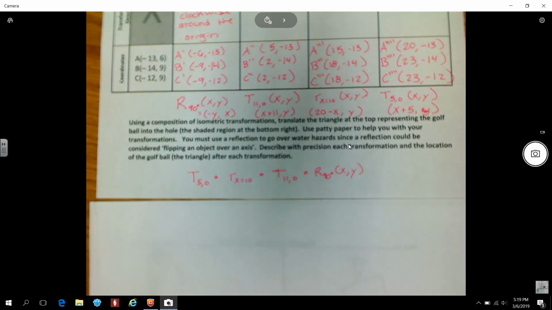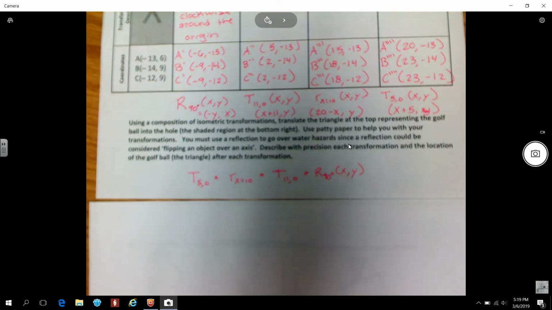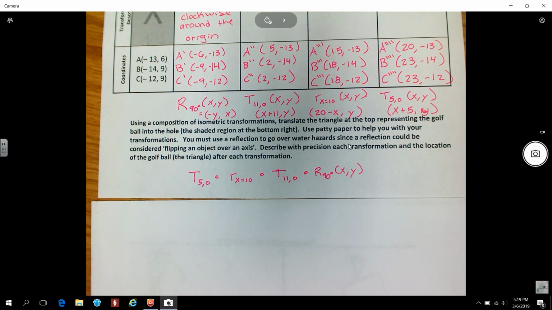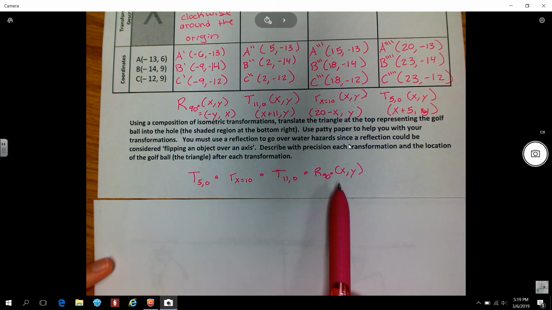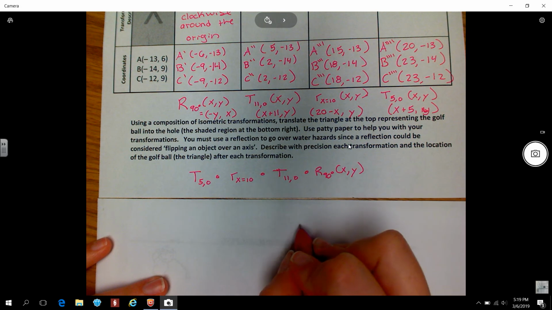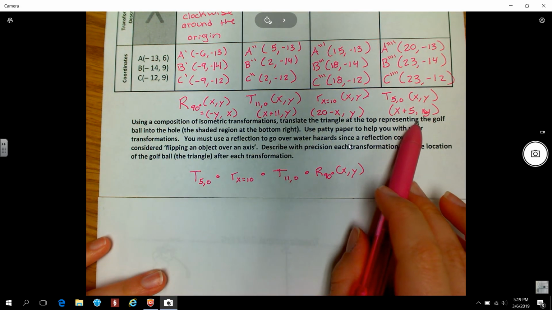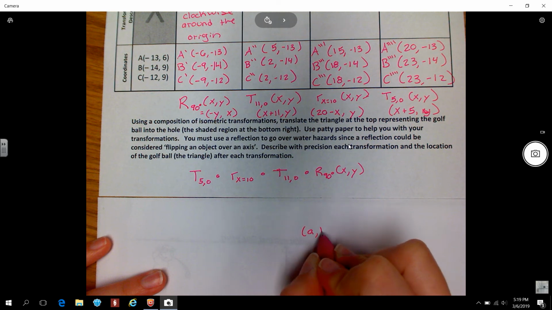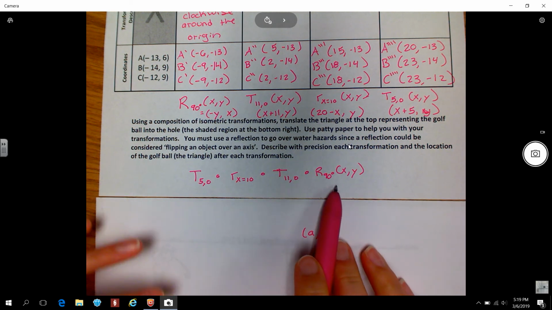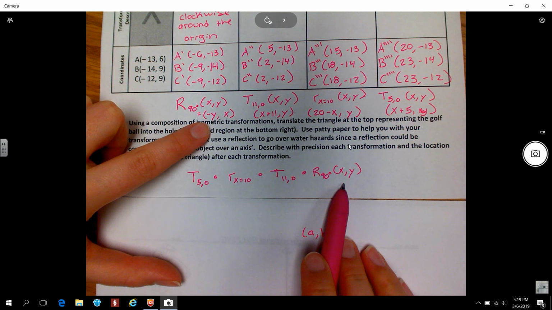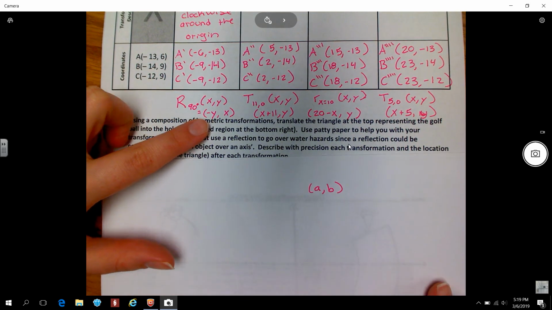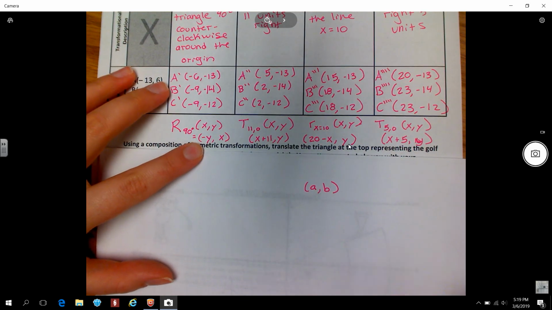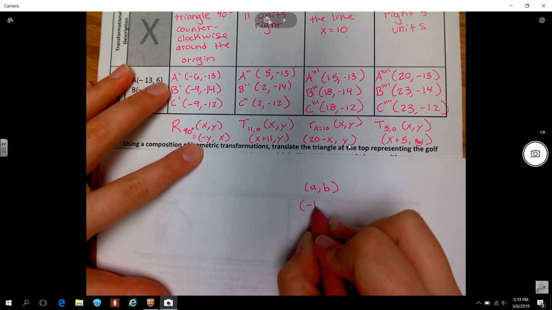And you could technically write a rule for that. If you want help with that, you can continue watching the video. But basically what's happening is you're following it through. So let's pretend we had any point like (a, b). When we rotate 90 degrees, the rule was to swap them and make the new x value negative. So if we swap them, we get this.